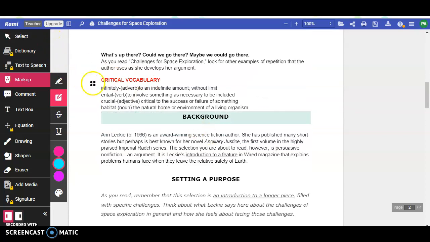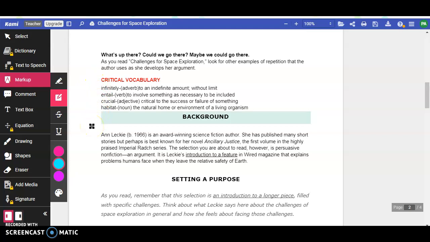There is some critical vocabulary to pay attention to. It's underlined, but because we aren't reading the article within our HMH textbook online, you cannot just click on the word and get a definition. So I've defined these words here, and let's talk about them briefly. We have the word infinitely, which is an adverb meaning to an indefinite amount, or without limits, or you might say limitless. To entail, which is a verb, so it is a doing word, which means to involve something as necessary to be included. Crucial is an adjective, a describing word, meaning that something is critical to the success or failure of something. And habitat is a noun, a word meaning the natural home or environment of a living organism.